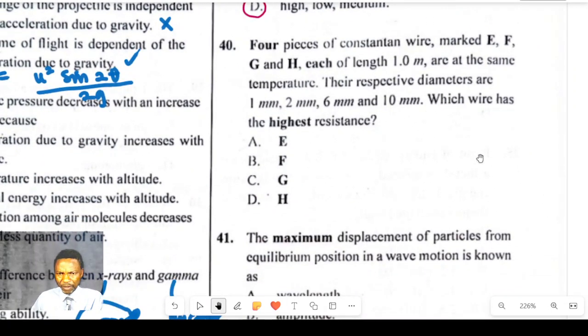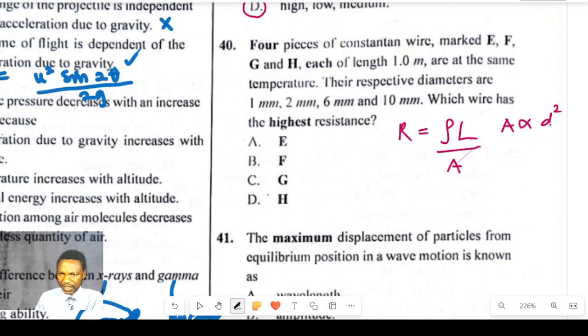Okay, question number 4 had to do with the resistance of a wire. The factors affecting the resistance of a wire: resistance is the resistivity multiplied by length divided by cross-sectional area, and the cross-sectional area is proportional to d squared, the square of the diameter.